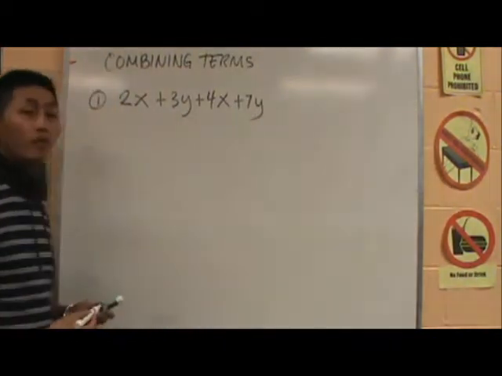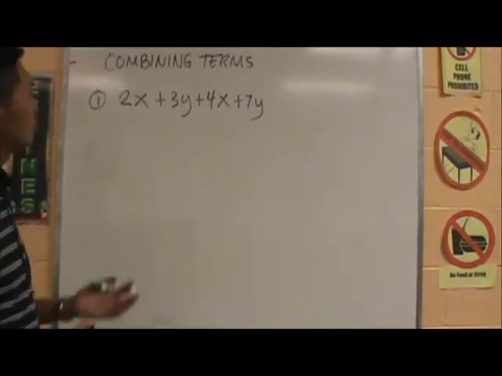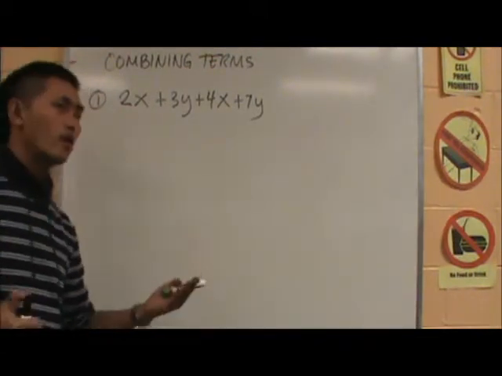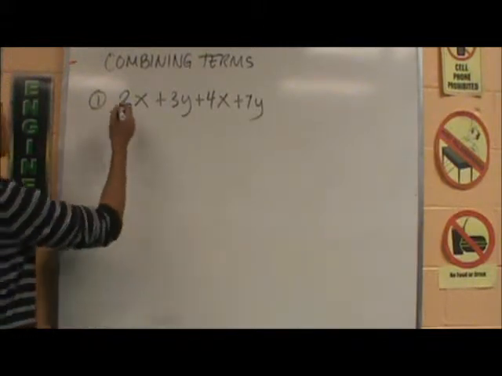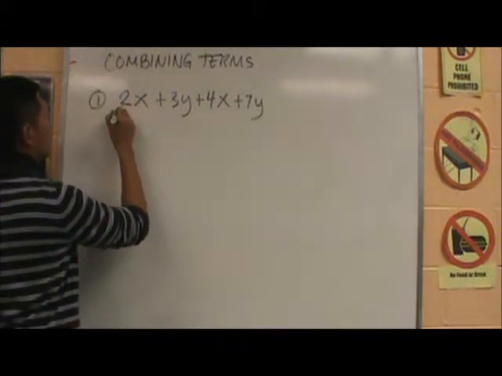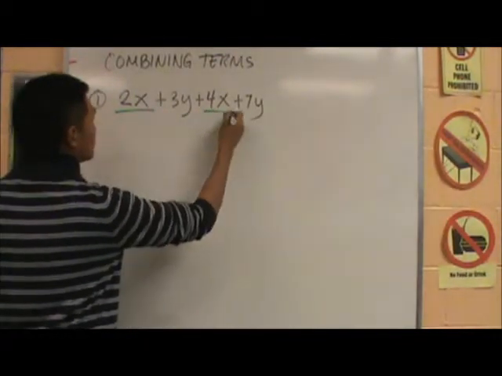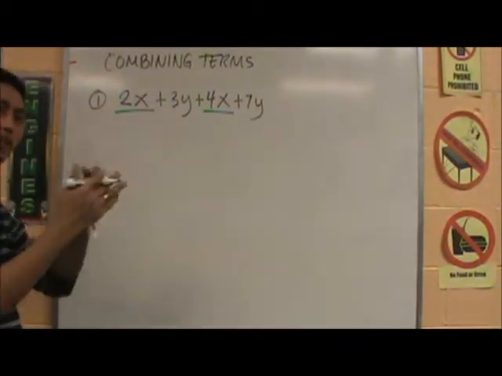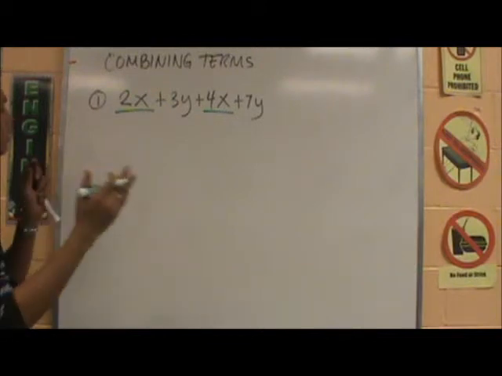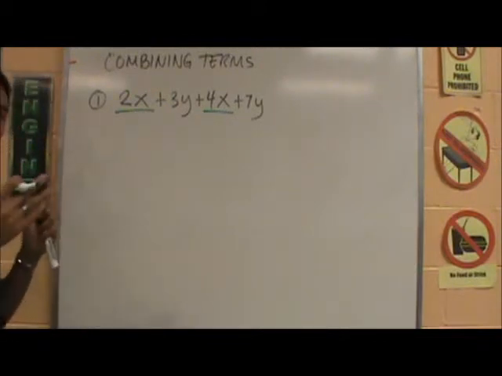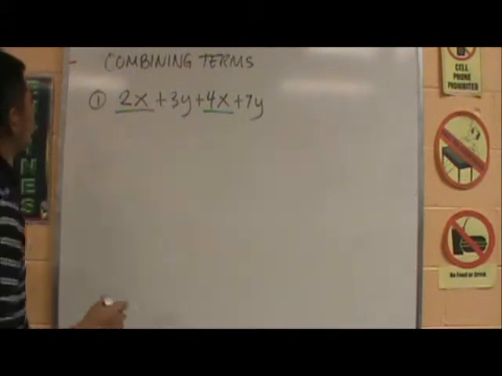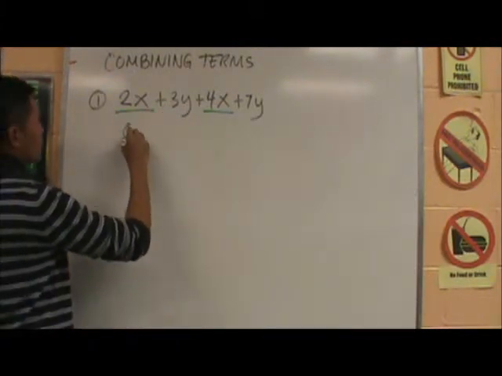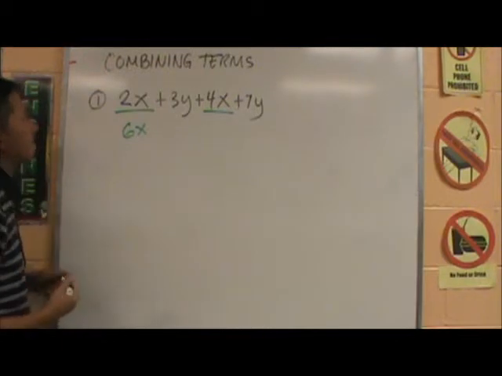Now here we have two variables. We're using two variables here. We have x and y. Now, obviously, I'm going to underline, and I will underline that too because they're both x's. Then you can go ahead and combine them because they both have the same variable, so we call them like terms. So 2x plus 4x should give you 6x.